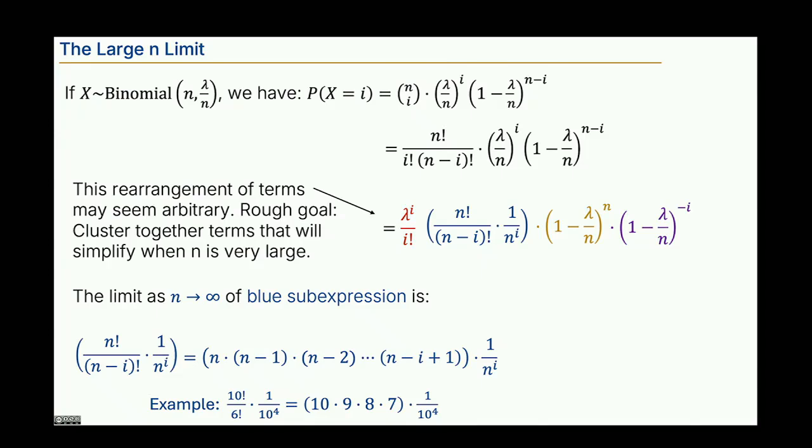It's 10 factorial over 6 factorial times 1 over 10 to the 4th. That's what's over here. If I expand that out, it's 10 times 9 times 8 times 7 over 10 to the 4th. Okay? Which is just simply, if we break it into individual terms, this is just giving you a number.